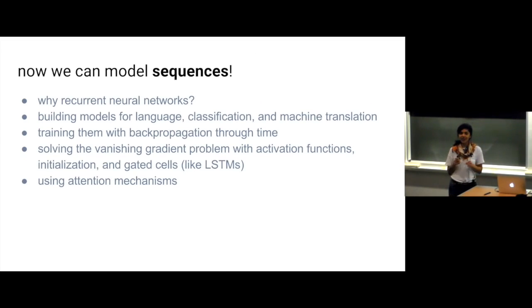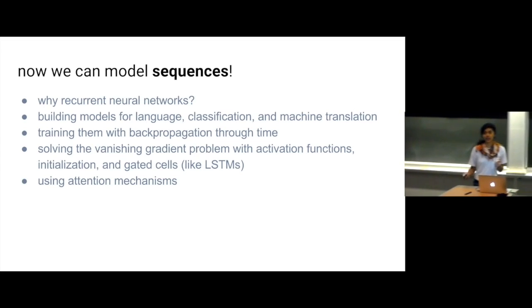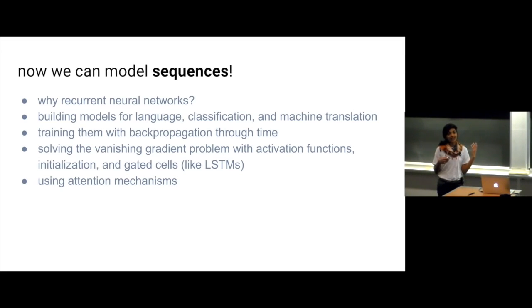Okay, so now you have a general idea of how to model sequences with recurrent neural networks and why we need recurrent neural networks rather than just a feed-forward neural network in order to model sequences that are kind of dependent on each other and could be variable length. We went over ways to build models for different types of tasks like language modeling, classification, and translation, and how to train them with backpropagation through time. And in addition, why they're hard to train because of the vanishing gradient problem and how you can solve that. And finally, the last thing we talked about with the weighted sums is called using attention mechanisms.